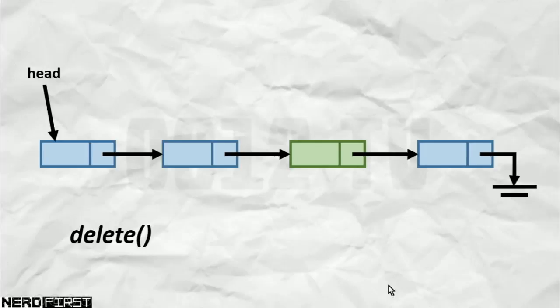Then we have deletion, which works again on a very similar principle. You have to find the previous item once again, and the idea is you have to find the item that comes after the item you want to delete.